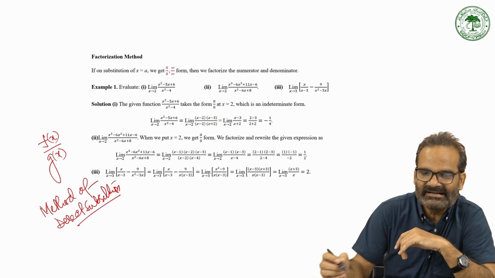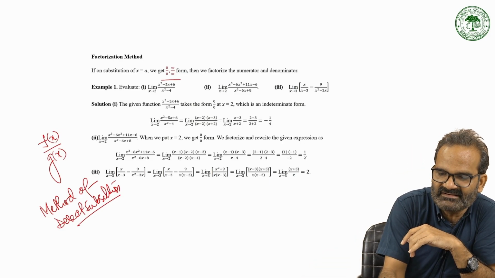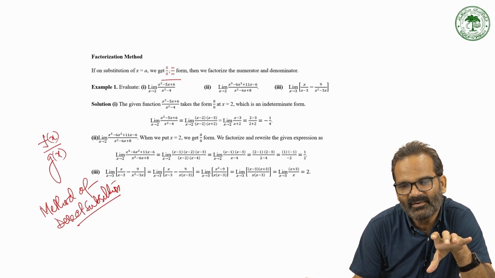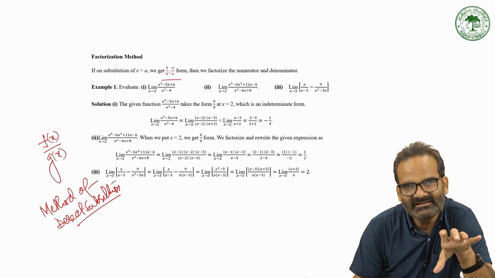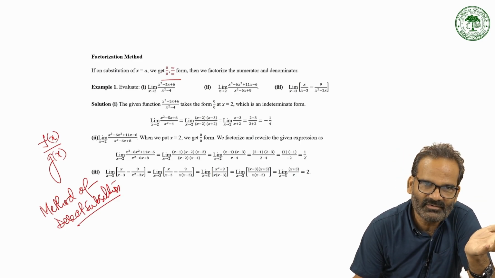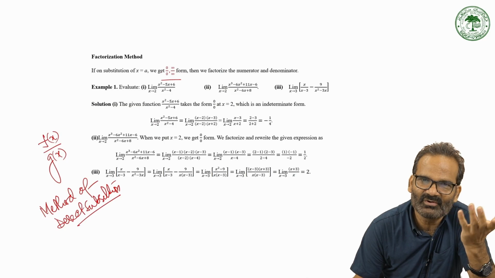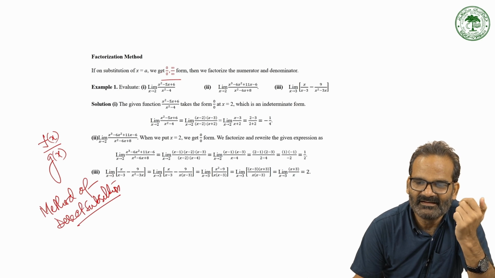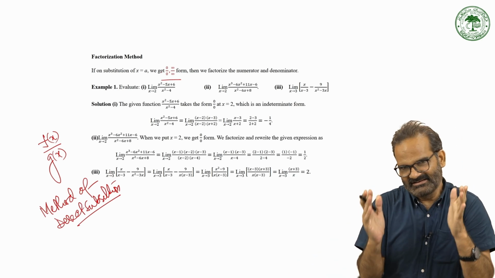If you are getting either of these two cases, 0 upon 0 or infinity upon infinity, then the method of direct substitution fails, because 0 upon 0 and infinity upon infinity both are undefined quantities in mathematics. They cannot be considered as a finite number. Clear?